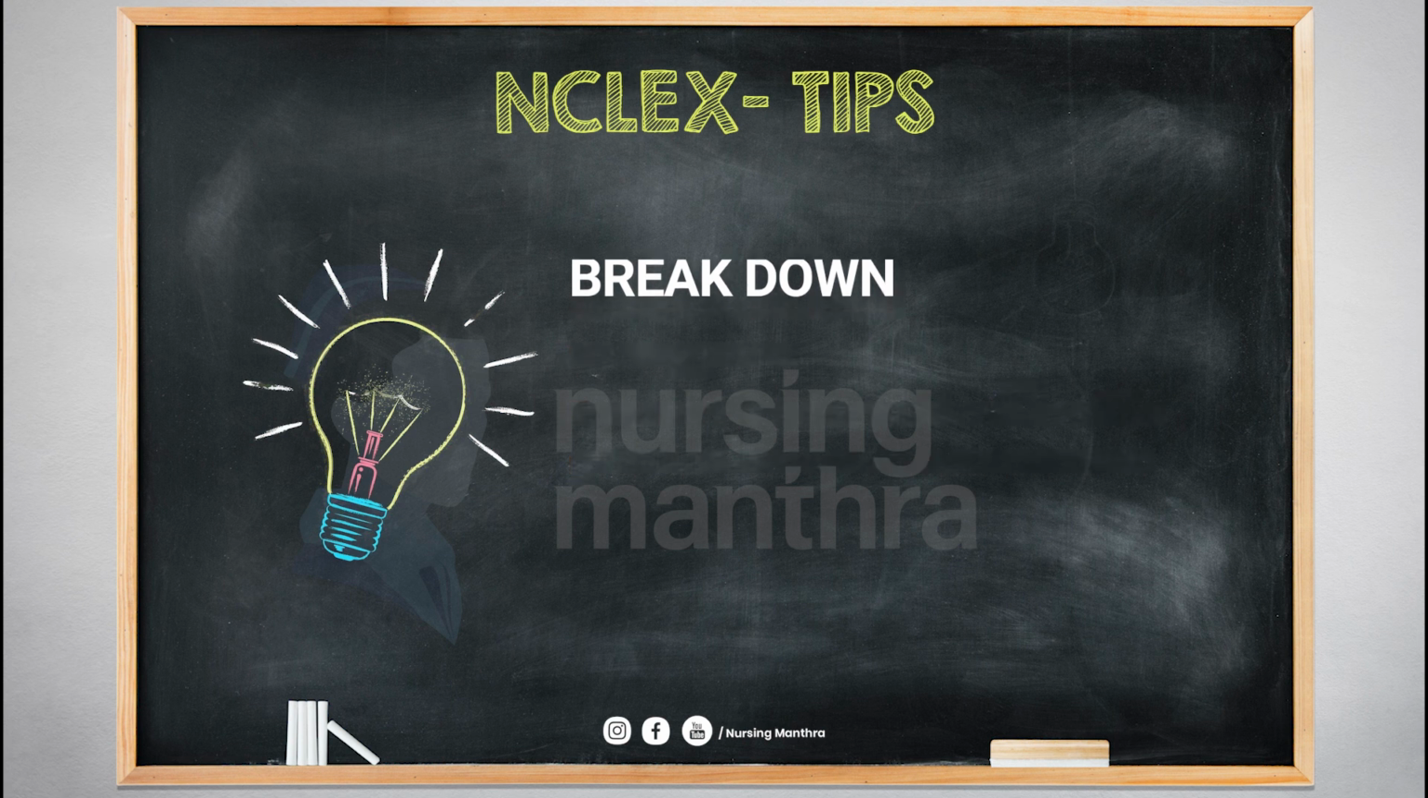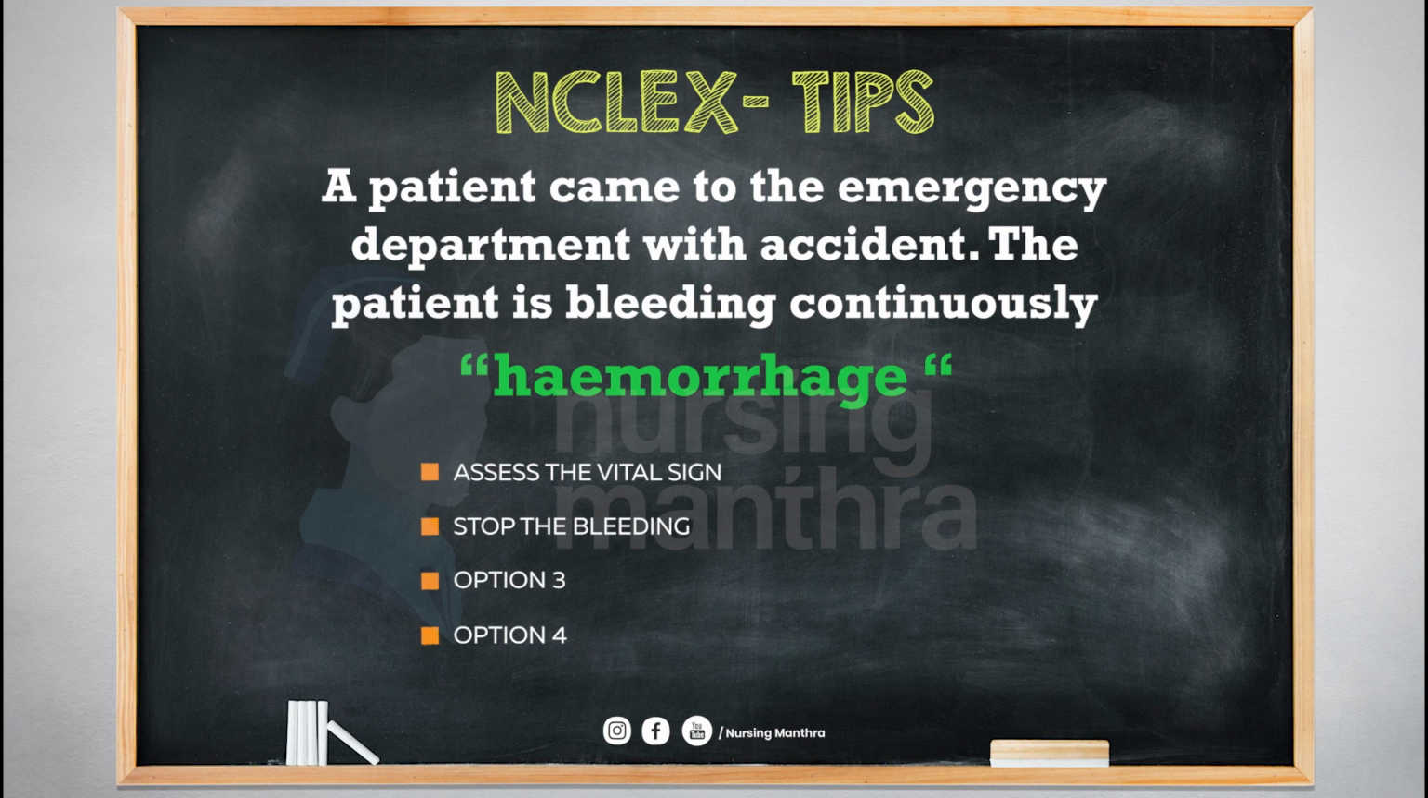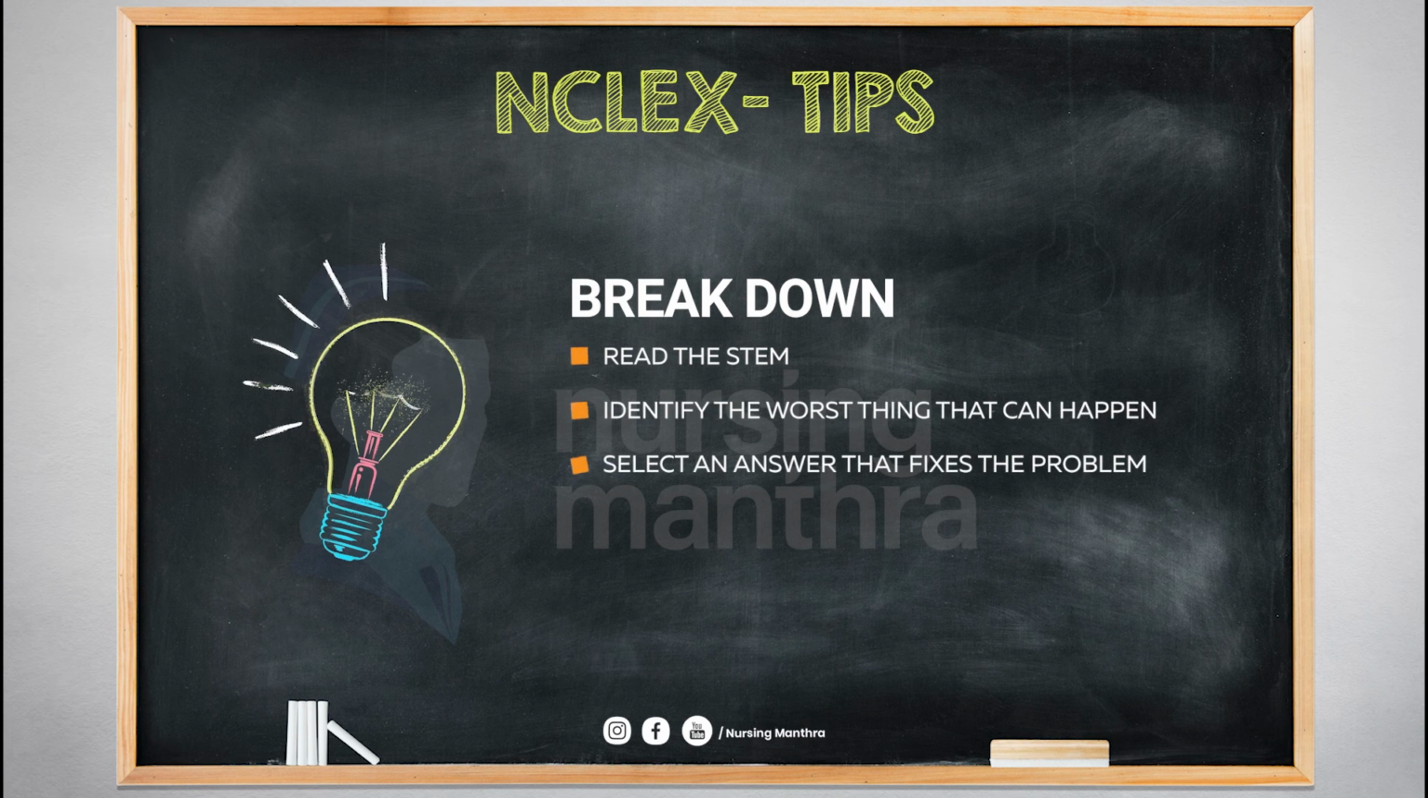In this example, a patient came to the emergency department after an accident, but the patient is bleeding continuously. So the problem is hemorrhage, and what is your intervention? There will be four options. Maybe they will offer assessing the vital signs, but that is not the priority if the patient is in hemorrhage. You have to take the appropriate measure to stop the bleeding. That is the priority, so your answer should be the measure to stop the hemorrhage. Like that, you have to break down the questions.